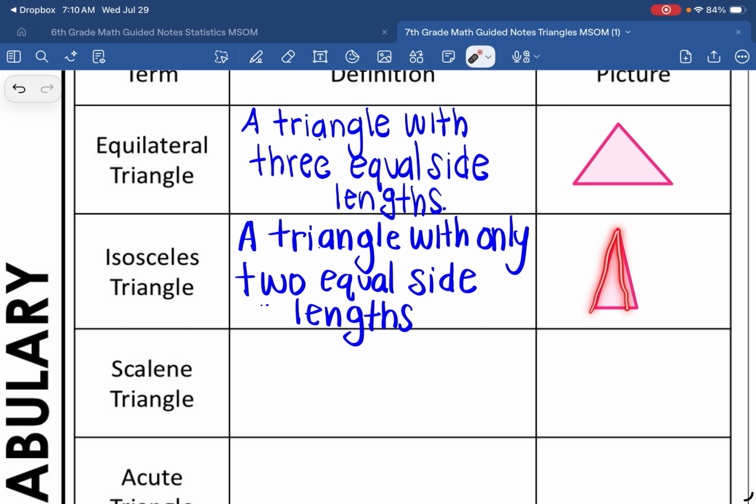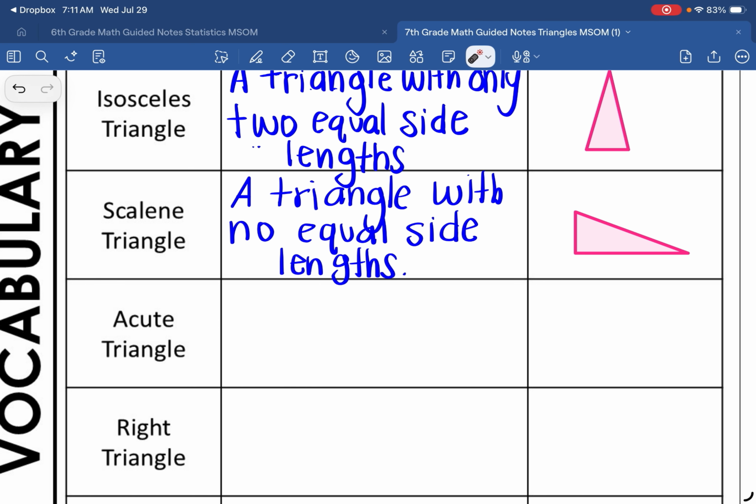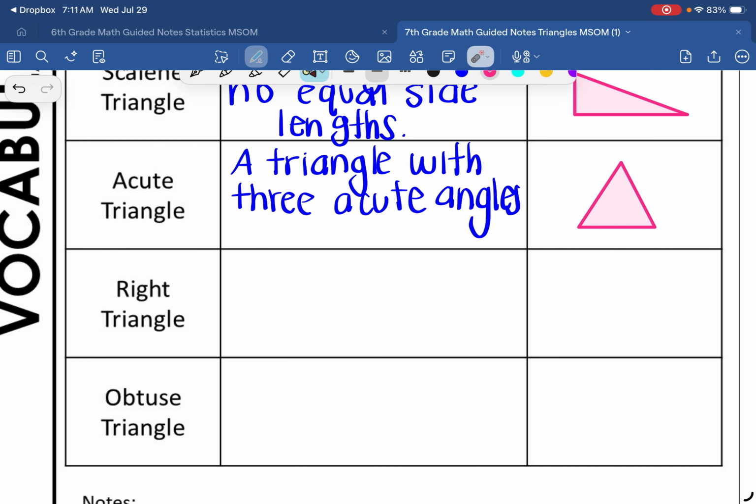So you notice that this side length and this side length are equal. And there's only 2 equal side lengths. A scalene triangle is a triangle with no equal side lengths, something like this, where all side lengths are different lengths. An acute triangle is a triangle with 3 acute angles. Remember that acute means less than 90. 90 degrees looks like a corner. So 3 angles that are less than 90 degrees.